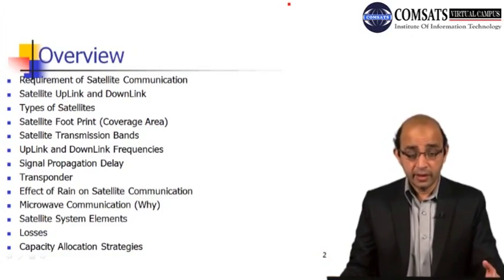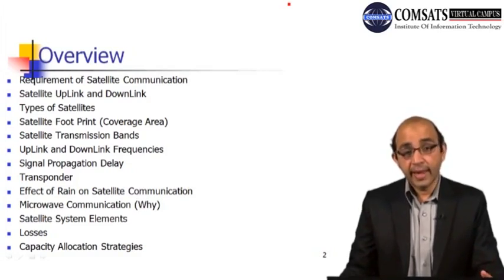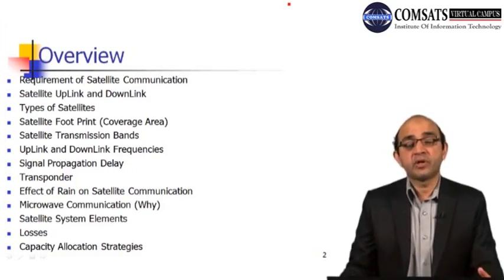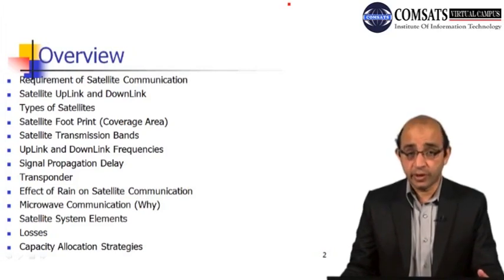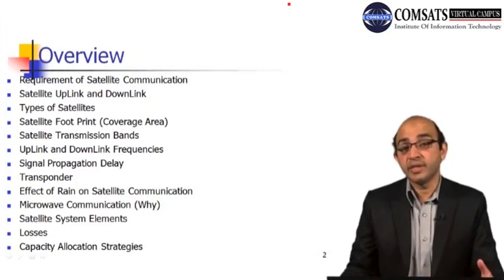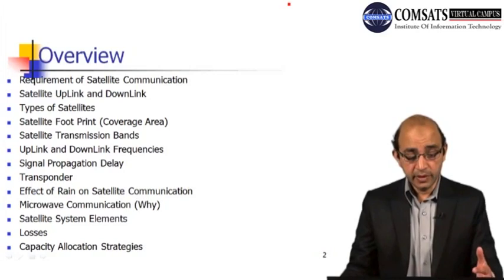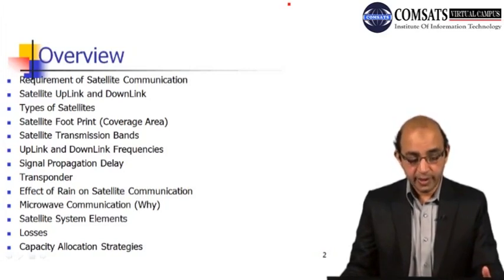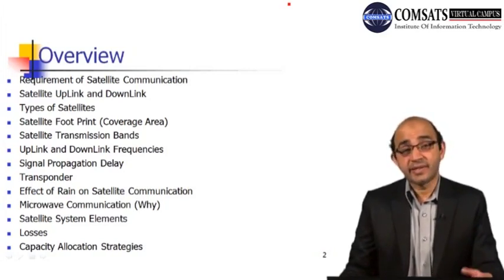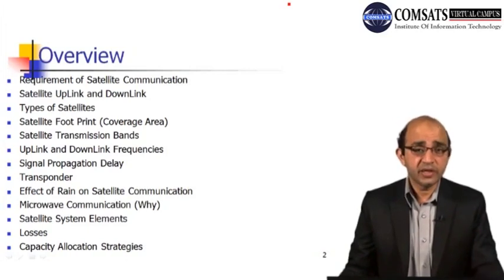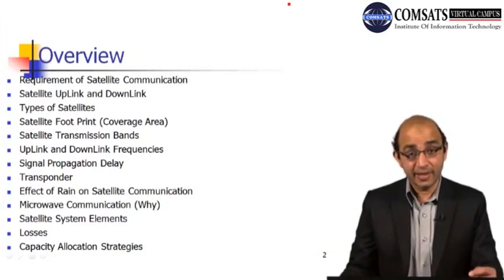Propagation delay. So we will talk about the signal propagation delay, and one of the important elements of a satellite is the transponder. So we will be talking about the design context of the transponder, and there are certain environmental and weather conditions that can affect the satellite communication. So we will be talking about the effect of rain on satellite communication.